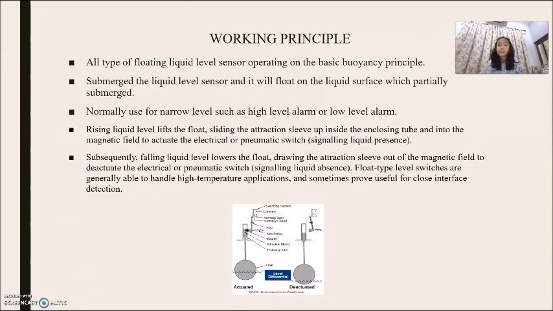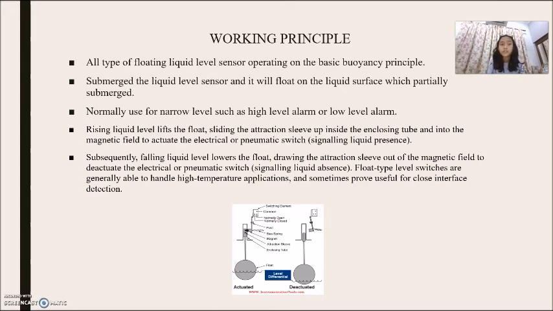So for the working principle, there are many kinds of level fluid sensor, but we choose this kind of fluid sensor. All types of liquid level sensor operate on the basic buoyancy principle. Submerge the liquid level sensor and it will float on the liquid surface, partially submerged. Basically the level sensor won't be submerged fully, it will float on the surface of the water. Normally used for narrow levels such as high level alarm or low level alarm.